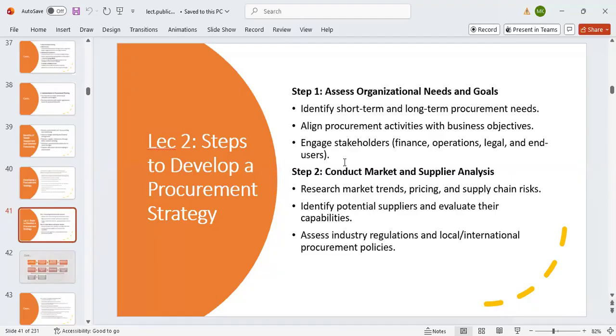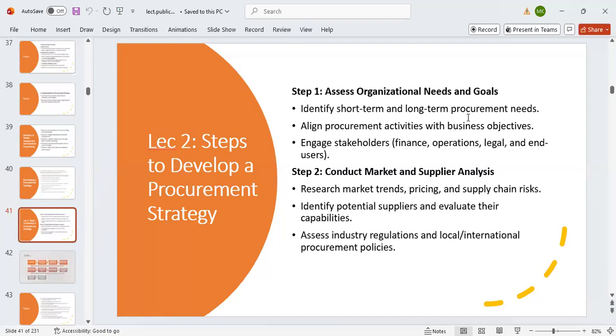Okay. So we are starting with the steps to develop a procurement strategy. Previously, we talked about the foundation of public procurement and we talked about transparency and other things. Today, we want to start on the steps to develop a procurement strategy. The first step is to assess the organizational needs and goals. If you want to procure something, you need to assess the organization. What do they need? Identify the short and long-term procurement needs of the organization.